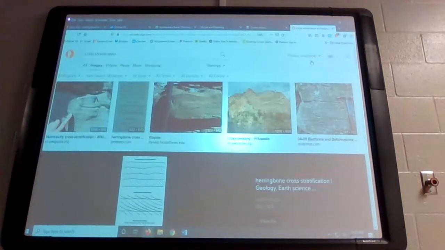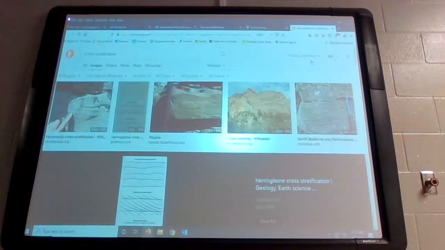For the ripple marks, let me show you what you get instead of ripple marks for blowing wind, because the ripple marks happen in water. What happens when wind blows some sand around? What you get is dunes. You get a dune structure. Even if they're smaller, it's called a dune structure.